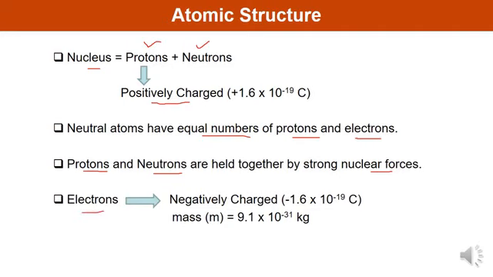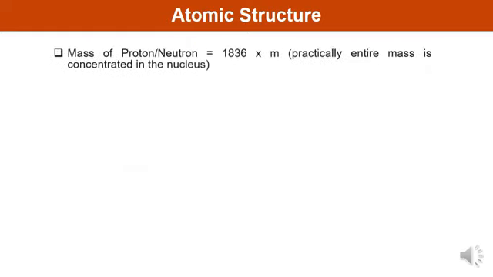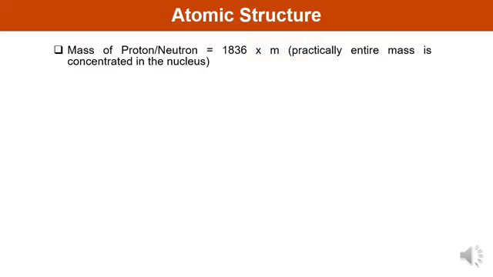Electrons are negatively charged, and the charge on an electron is minus 1.6 into 10 raised to the power minus 19 coulomb. Its mass is 9.1 into 10 raised to the power minus 31 kg. Mass of proton or neutron is 1836 times m. Practically the entire mass is concentrated in the nucleus itself.